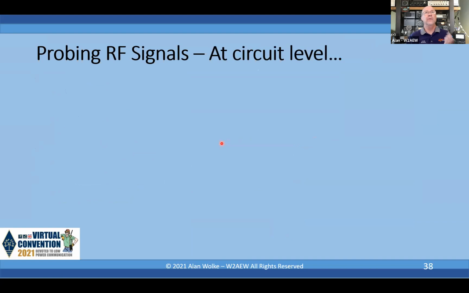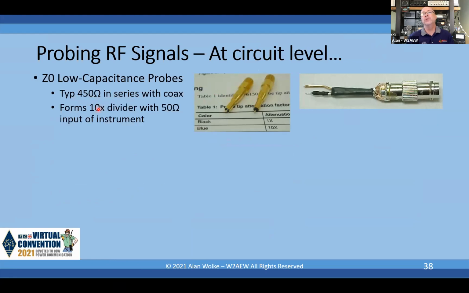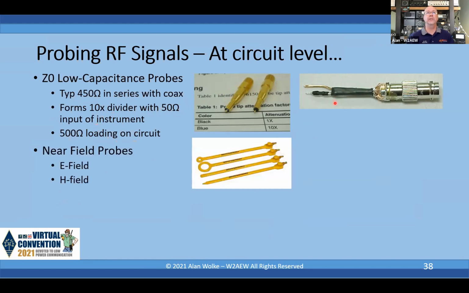If you're probing signals at the RF circuit level, Z0 probes are kind of nice. This P6150 from Tektronix looks like a 450 ohm resistor in series with the 50 ohm coax. So it gives you a 10x voltage divider and presents a 500 ohm load to the circuit, which for RF circuits is oftentimes okay. And you can homebrew something like that pretty easily.